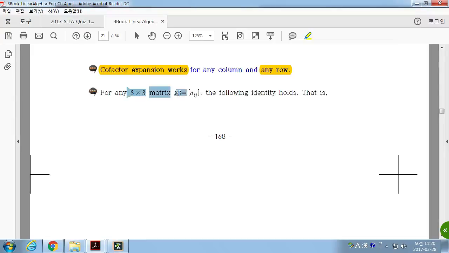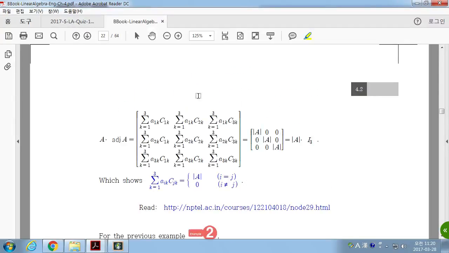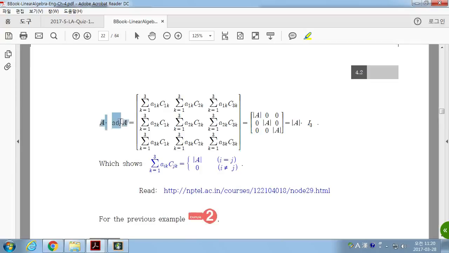Next, for a 3 by 3 matrix A, the following identity holds. If you multiply the matrix A with the adjugate of A, that is the same as this scalar matrix, whose main diagonal entries are all the determinant of A. Laplace found this relationship.